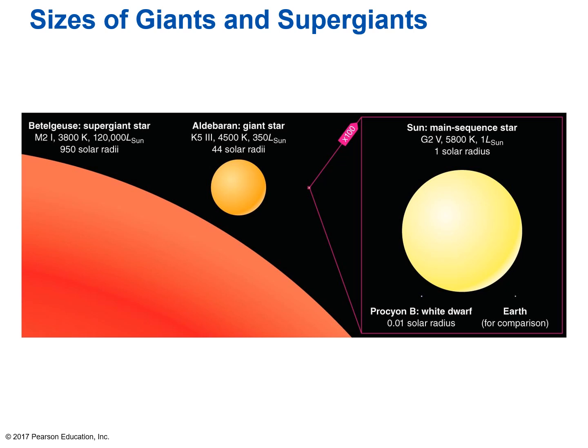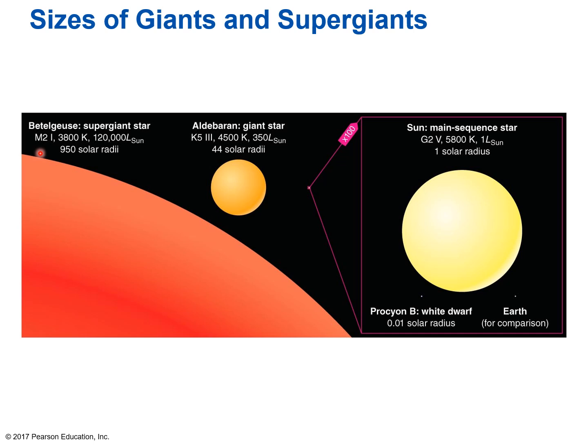This picture shows a size comparison of the ranges of sizes that stars can be. Let's start over here on the left with this orange thing. This shows the size of the star Betelgeuse. Betelgeuse is one of the largest supergiant stars, and you can see it's an M2 class 1 star.